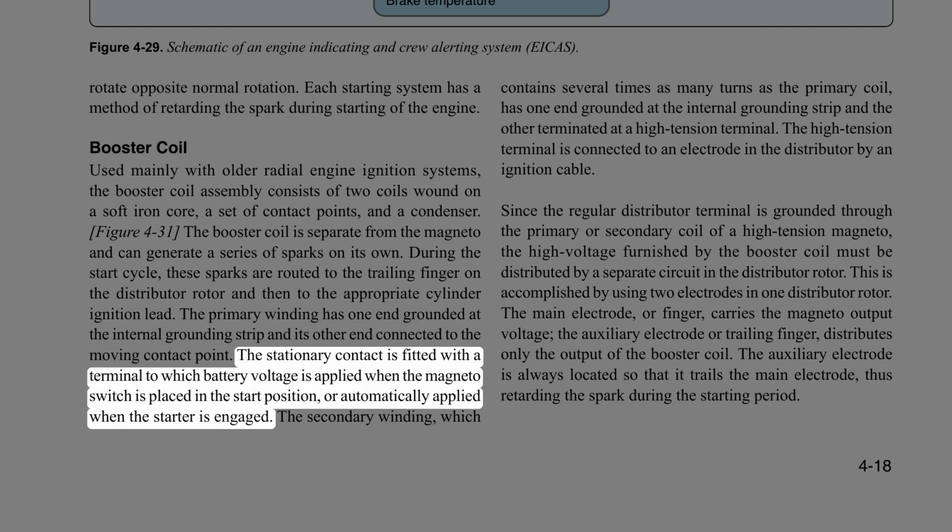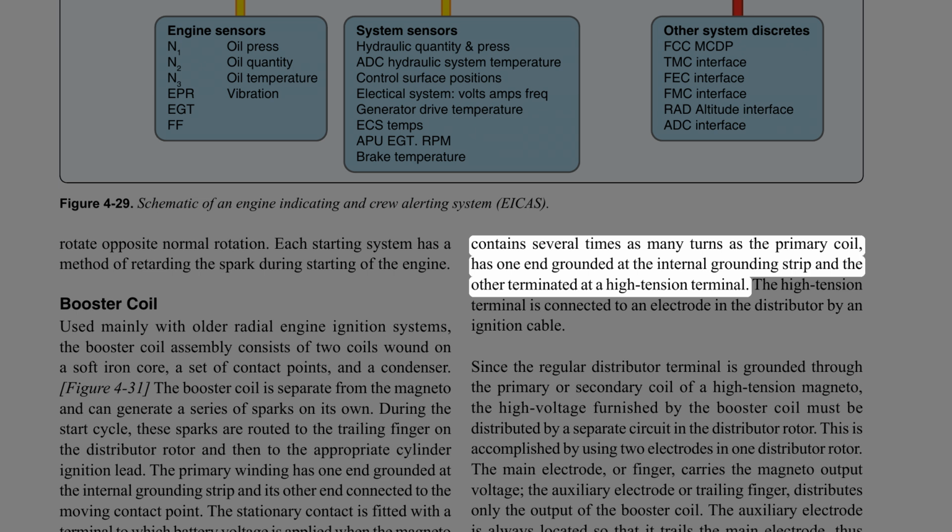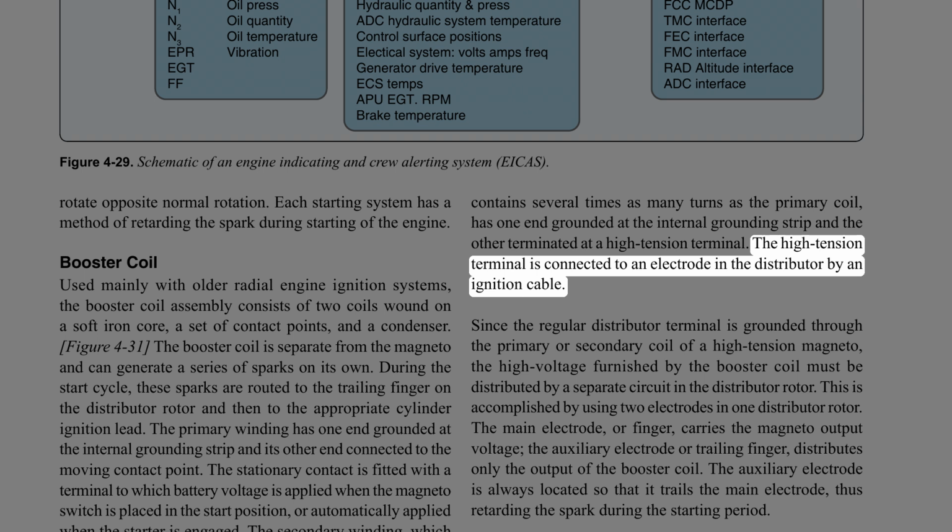The stationary contact is fitted with a terminal to which battery voltage is applied when the magneto switch is placed in the start position, or automatically applied when the starter is engaged. The secondary winding, which contains several times as many turns as the primary coil, has one end grounded at the internal grounding strip and the other terminated at a high-tension terminal. The high-tension terminal is connected to an electrode in the distributor by an ignition cable.